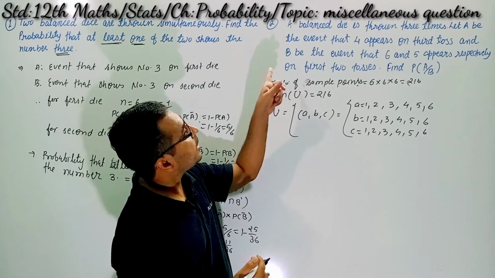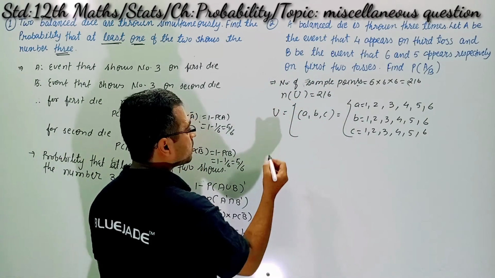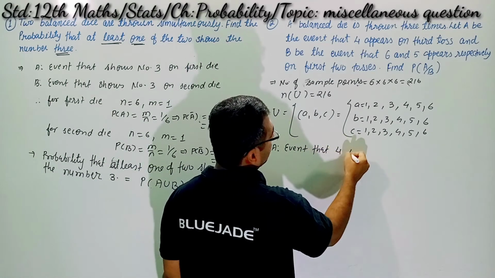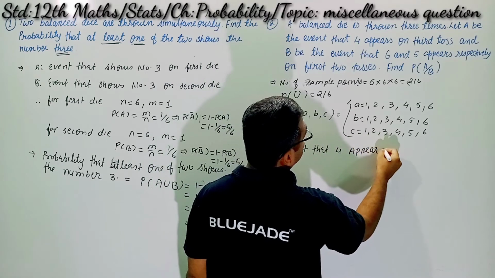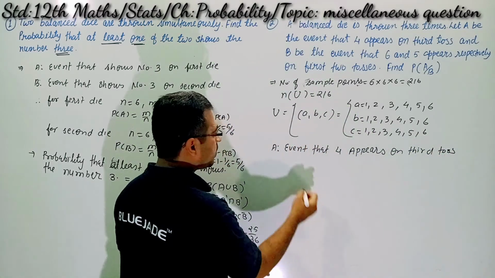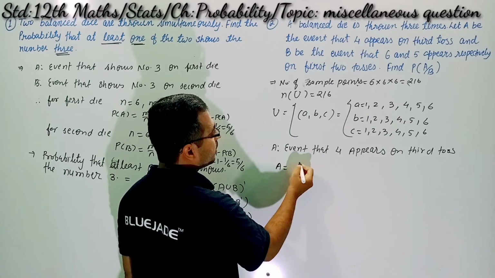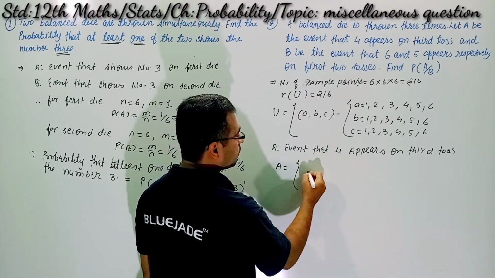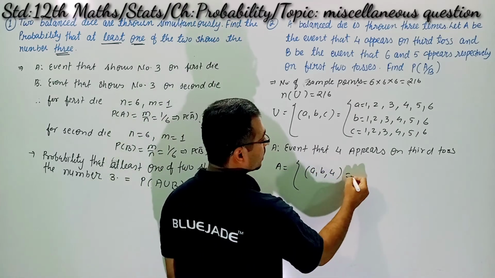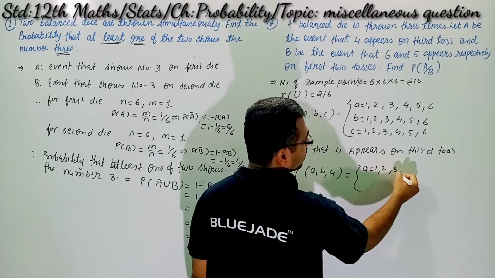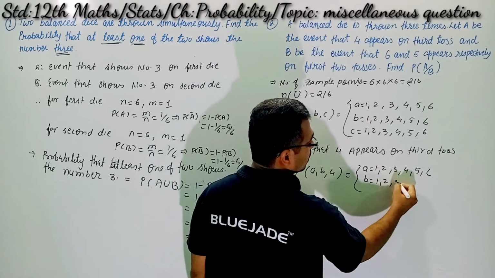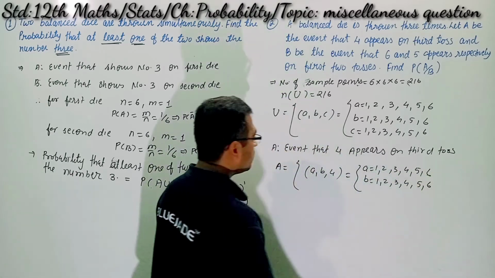Now in the very first event A, let A be the event that 4 appears on the third toss. It means you can determine it like this: in the third toss it is 4. So in the first and second tosses, A will be 1, 2, 3, 4, 5 and 6, and B will be 1, 2, 3, 4, 5 and 6. Okay, students?